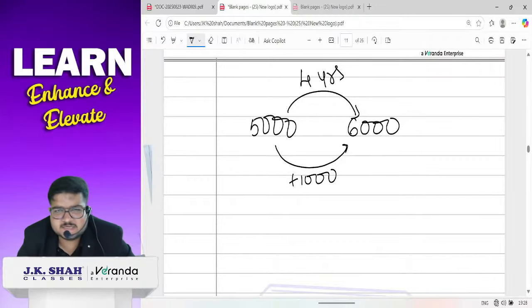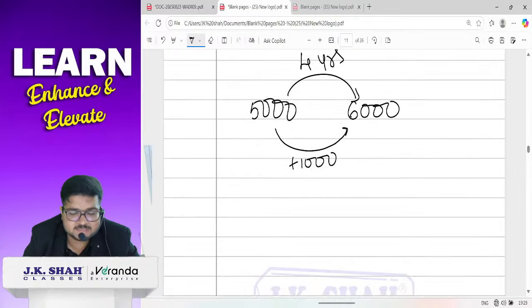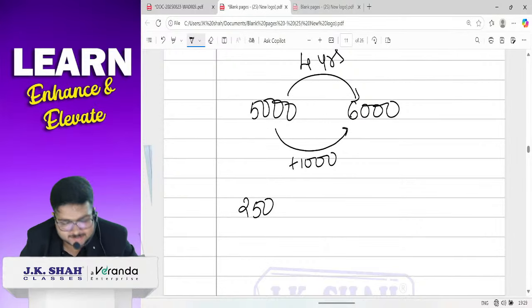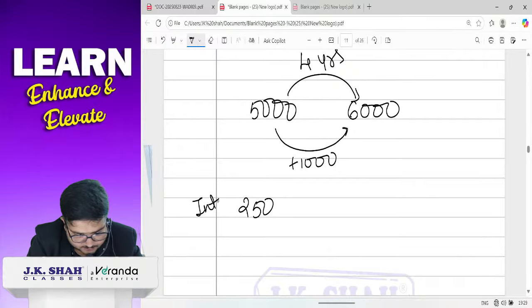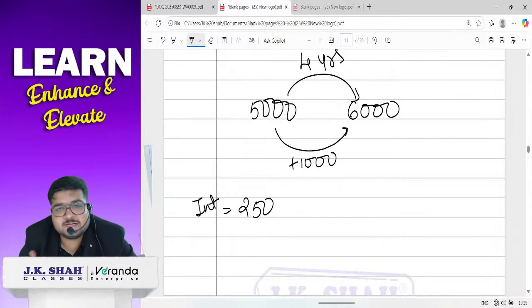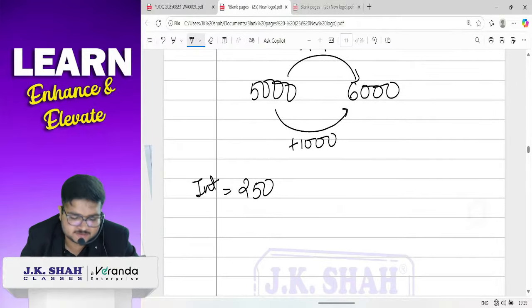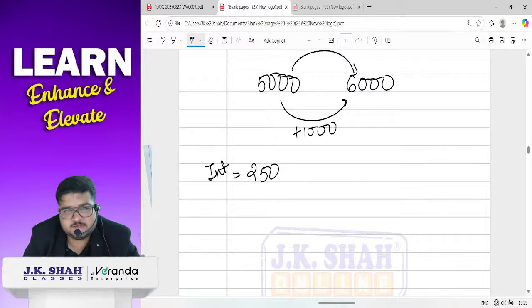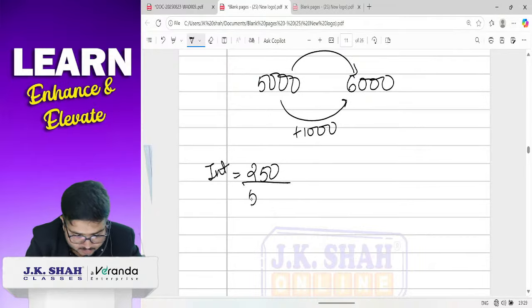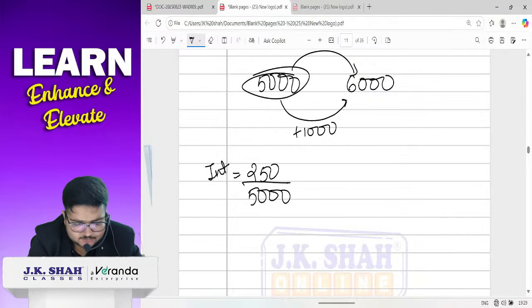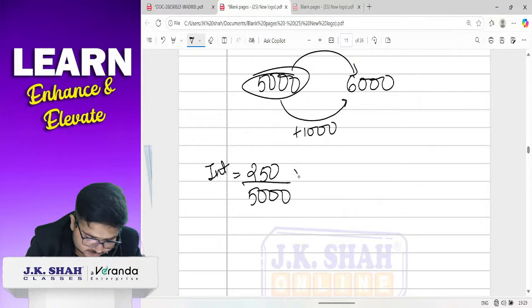So 1000 is the interest, but he is earning 1000 interest in 4 years. So if he is earning 1000 interest in 4 years, then in 1 year how much interest will he earn? Sir, 250. Correct. Now we have found interest, but we need the rate of interest. So I am going to convert this interest into rate of interest. He is going to earn 250 on what? On principal, that is 5000.